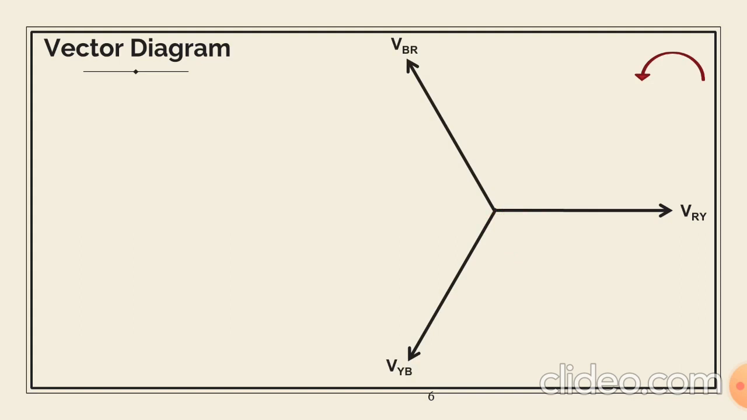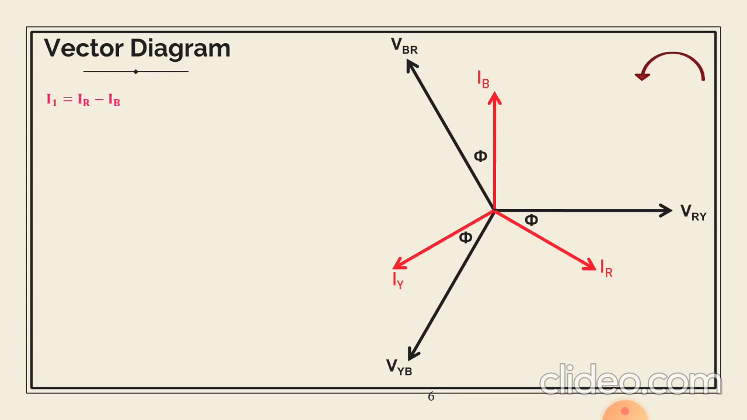Now we will represent the respective phase currents. So IR is the current flowing through R phase, and that will be lagging behind the respective line voltage by an angle of phi. Similarly, IY will be lagging behind VYB by phi, and also IB. IR, IY, IB are lagging behind their respective line voltages by phi.